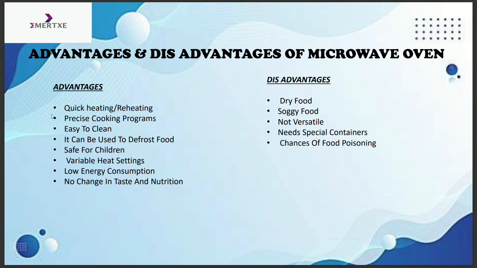Where there are advantages, there are disadvantages. We should know about the disadvantages too. The food can become very dry, because the microwaves give heat and the liquid content is evaporated. Sugary food, we all know, is not versatile. It also needs special containers; if we want to put food in the microwave, we need special containers. There is also a chance of food poisoning: good food can change into poisonous food.